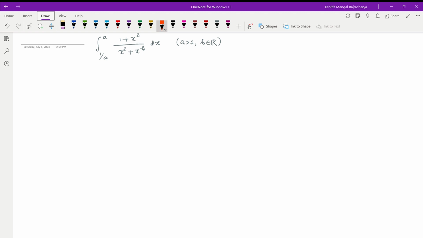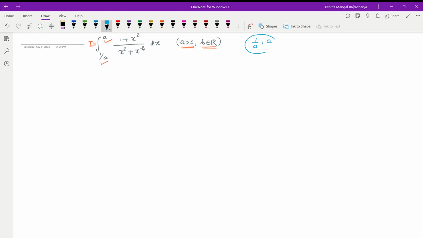In this video, we're going to evaluate this integral. Now a is given to be greater than 1, so this is the smaller value, this is the bigger value, and b is any real number. And we need to evaluate this integral. Let's call it I. Now it looks really weird, and the limits of integration are in the form of 1 by a and a.